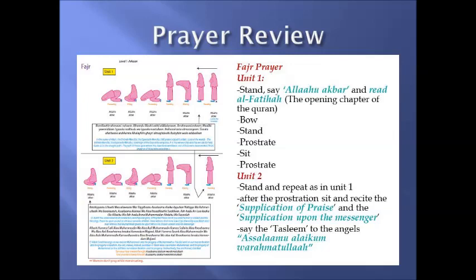Everything is repeated as the same in Unit 1, except after the last prostration, sit and recite the supplication of praise and the supplication upon the messenger. Then say the taslim to the angels, Assalamu alaikum wa rahmatullah, on the right and the left.